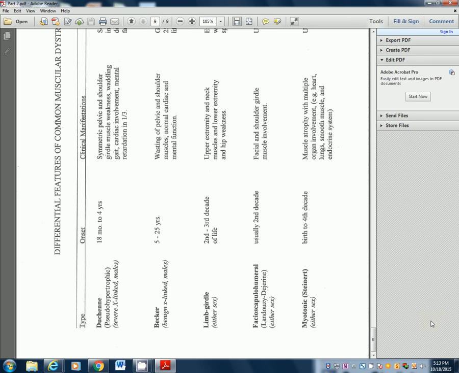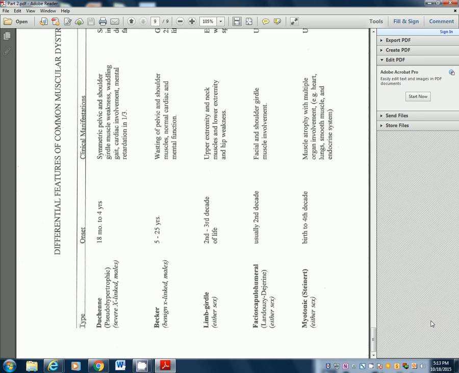The myotonic type can affect either sex. This is autosomal dominant. It can occur anywhere from birth to the fourth decade. Muscle atrophy with multiple organ involvement. The heart, the lungs, the smooth muscle, and the endocrine system are all affected. It's usually gradual if the onset is in adulthood.